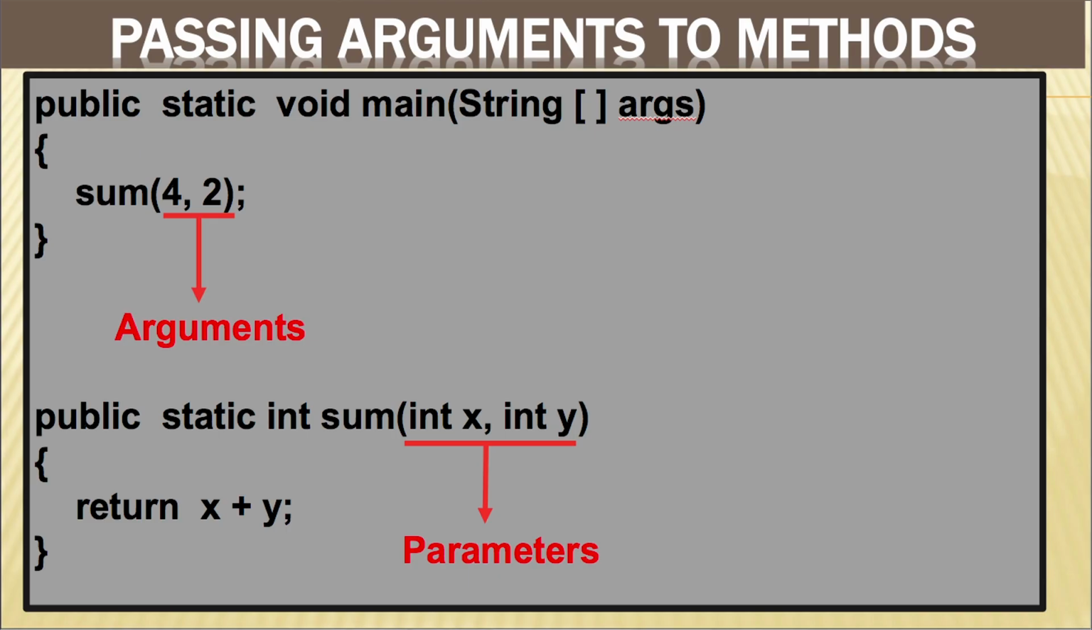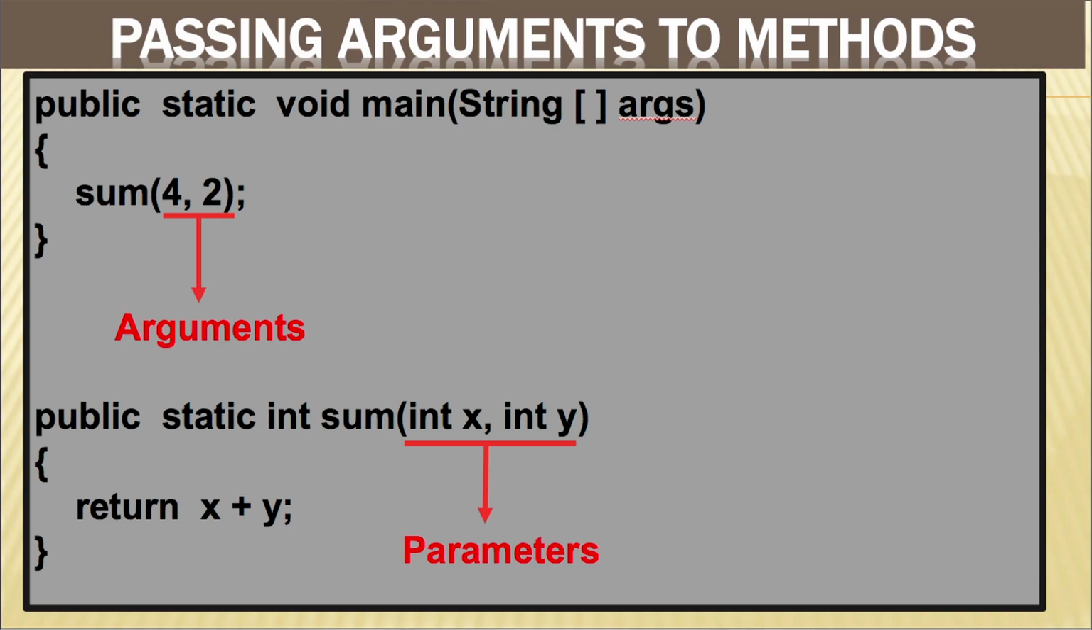Suppose 4 and 2 are two float values, and we have mentioned two float values as arguments. At the same time, we must define the parameters as float x and float y. So accordingly we can define the arguments or parameters.